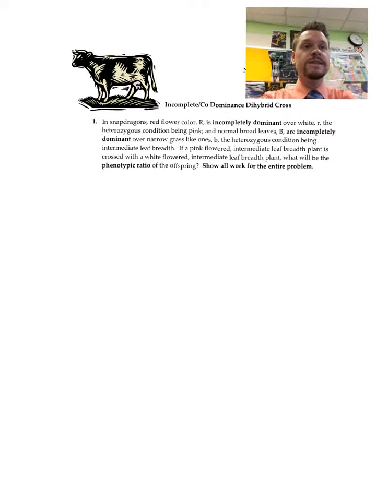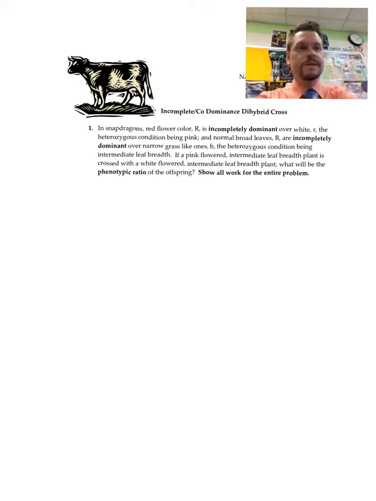So for this problem, it says, in Snapdragons, a red flower, capital R, is incompletely dominant. So you just did this with your SpongeBob activity where you see that incomplete dominance. It gives you a mixture, so you would get that purple color pumpkin compared to the Spartan pumpkin, things like that. So incomplete dominance is just a mixture of the two colors. So you take white or red and you would get pink. Little r is our white. The heterozygous condition being, again, here, pink.